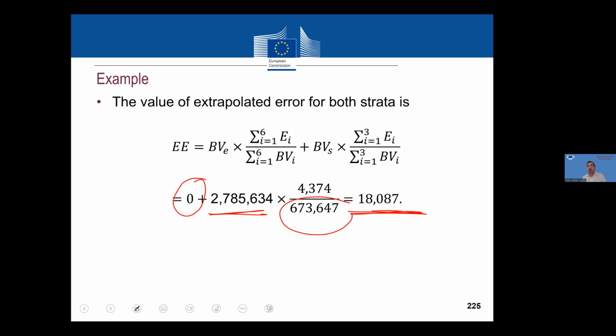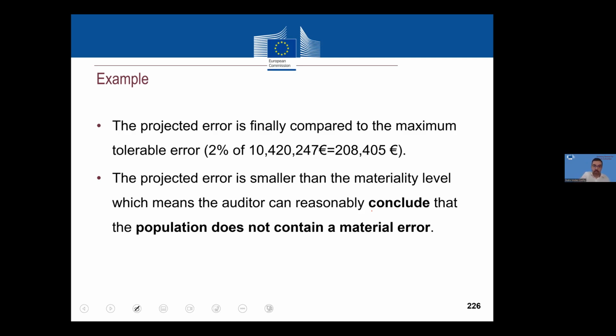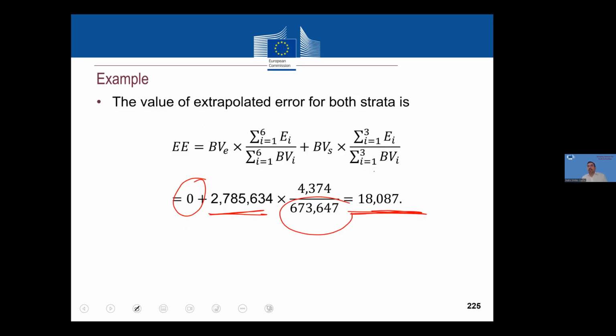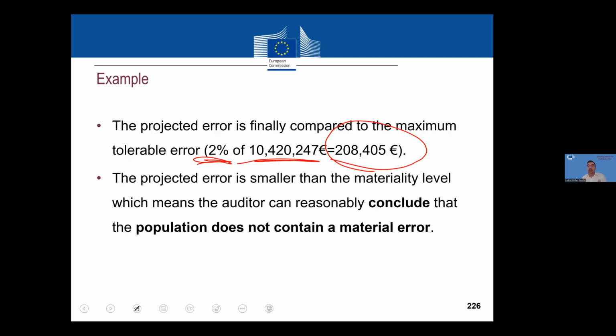Why? Because now the only thing that I can do is to compare this projected error with the materiality threshold. For a population of 10 million, the tolerable error, 2%, is 208,000 euros. Because the projected error is 18,000, so much smaller than the materiality threshold, in this case we would conclude that the population does not contain material error, although, of course, we have not done any control of the audit risk, we have not calculated precision, and we have not calculated the upper error limit. Okay? And that's it, all about non-statistical sampling, right on time to finish our seminar for today.